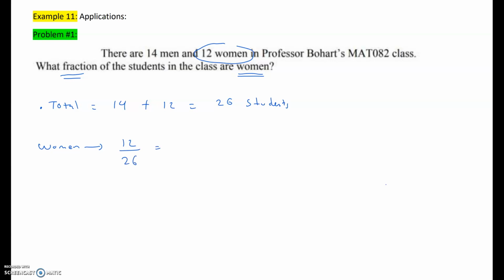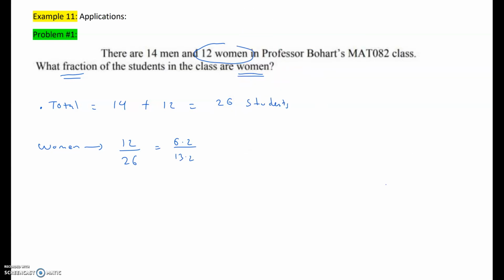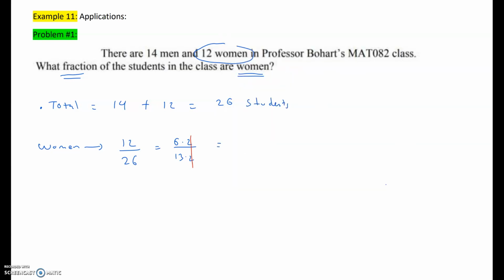Most likely they're going to want us to reduce the fraction, so you could actually say that this is 6 times 2, and then 13 times 2 will be 26. So the fraction is going to be 6 over 13.